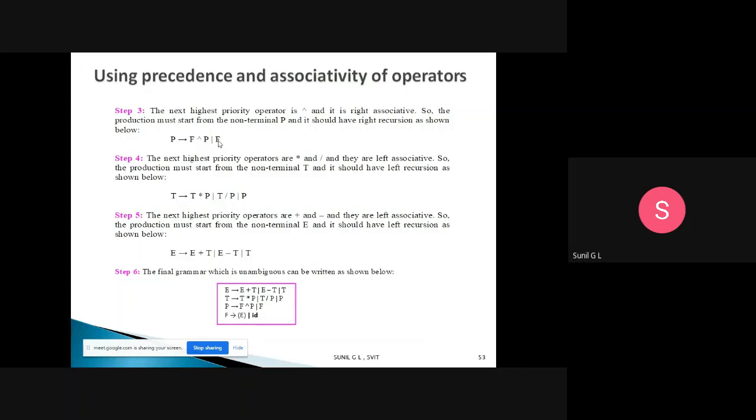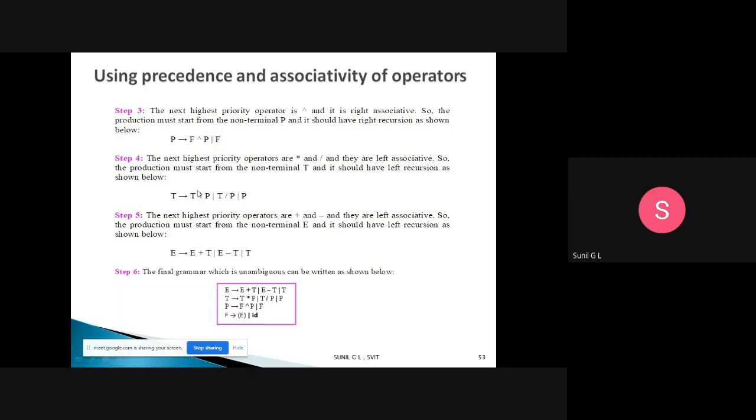After square, which operators have the next highest priority? Star and division. But they are left associative, so the production must start from the non-terminal T. For star and slash we use the variable T, and it should be left associative, which means the recursion should come at the left side. So T star P, or T slash P, or P.